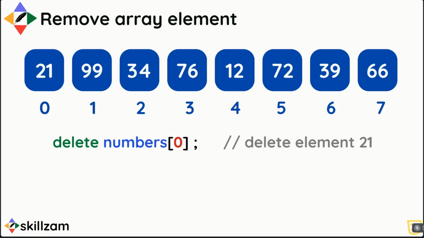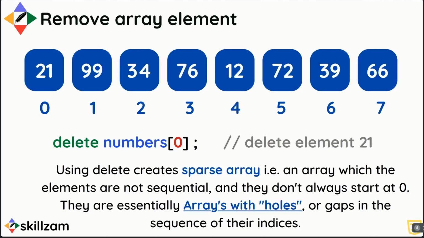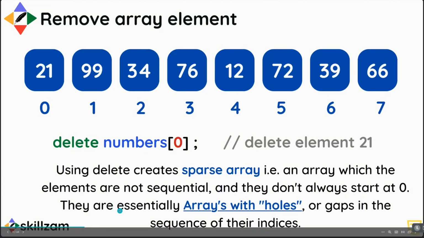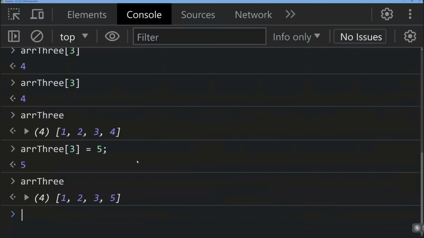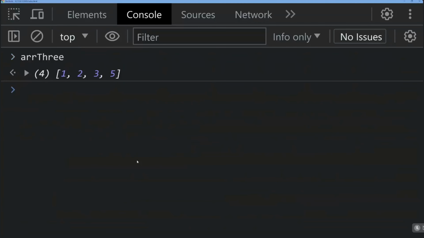But the catch here is this is going to create a sparse array. What is this sparse array? The moment you use delete, the array's elements are not sequential and they do not start with 0, which means the array will be creating holes. Now let's see what this means. Let's say there is an array 3. Now I want to delete the very first element.